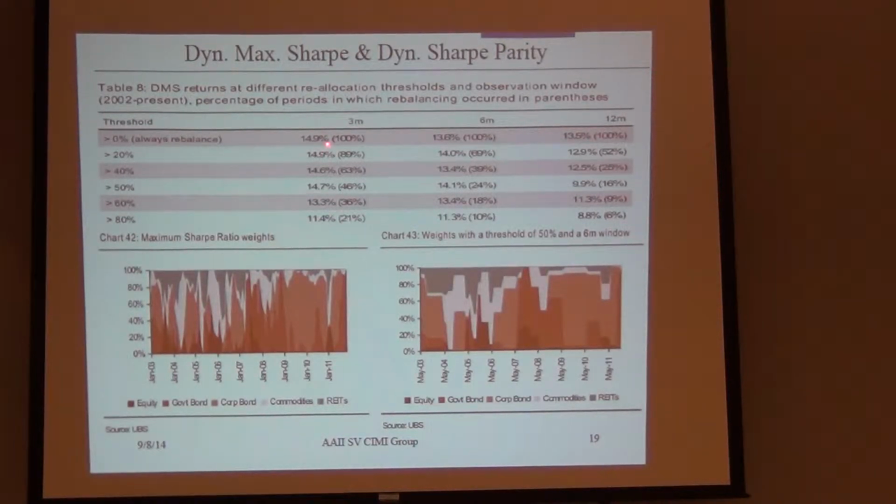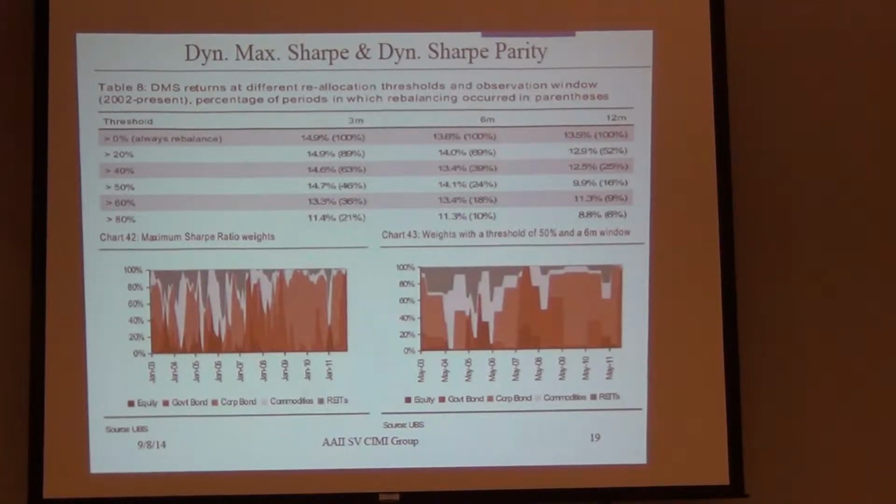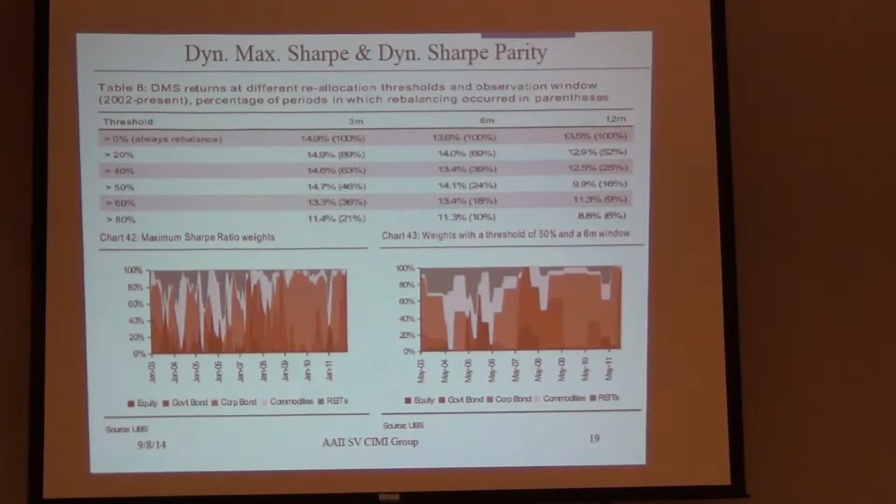Well, a 3-month look back every month is 14.9, 13.6, 13.5. So basically, purely on CAGR, 3 months is better. But neither one of these, 6 months or 12 months, is that bad, right? You lose 1.3%. I don't know whether that's good or bad in your view of the world.